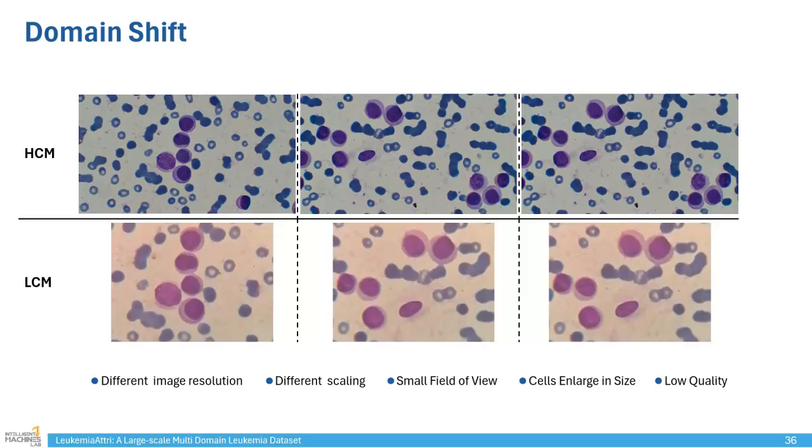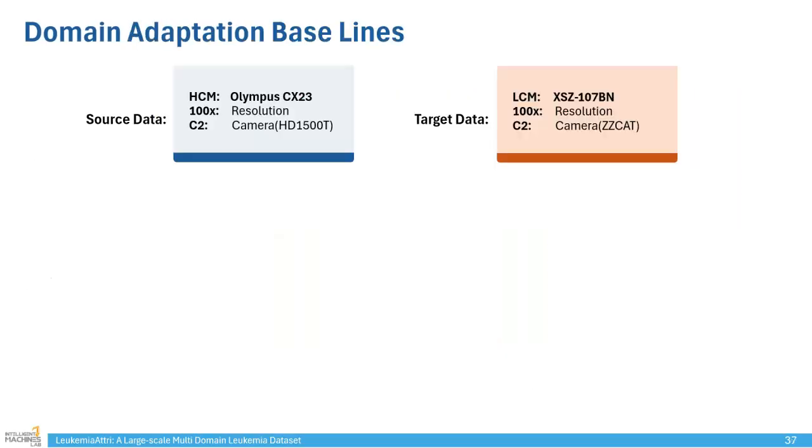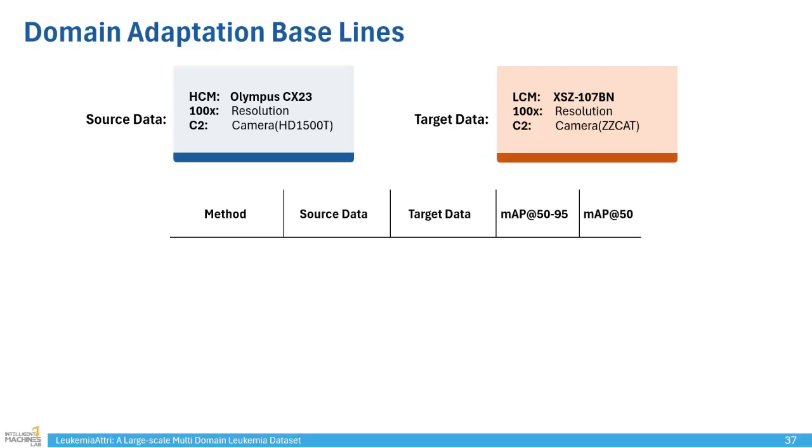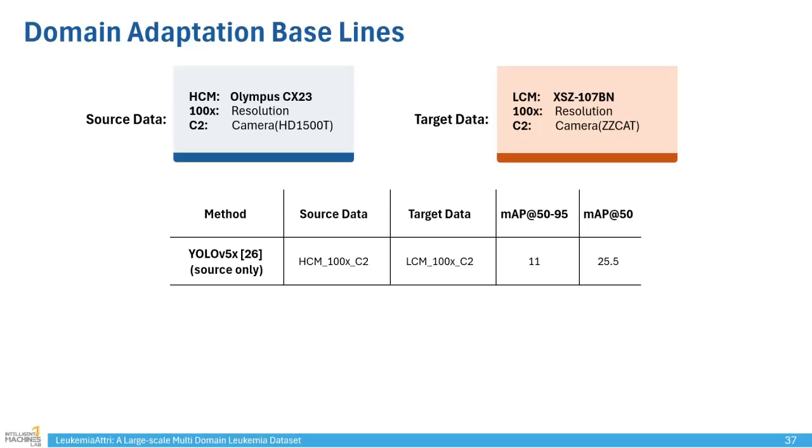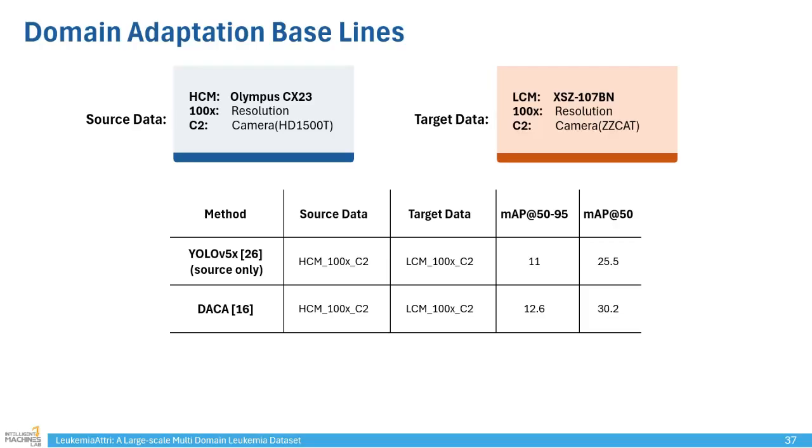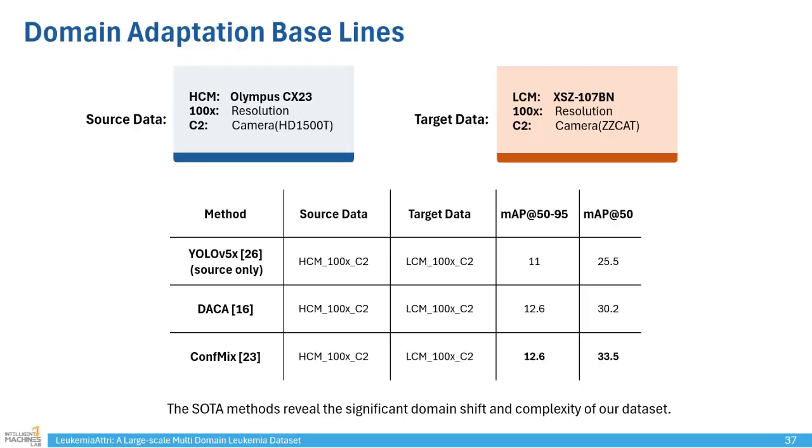In our dataset, we have different domain images, and this is the example of domain shift from the low cost setting and the high cost setting. For our experiment analysis, we utilize the low cost microscope with the low cost specialized camera and the high cost microscope with the high cost specialized camera subset of the dataset. We evaluate the performance and train two state-of-the-art methods, ConfMix and DATA, and the results showed a performance gap between the two approaches.